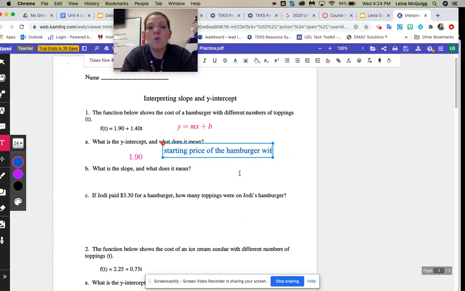with no toppings. Don't put toppings on it at all. That's going to be my starting price. So if I just get a plain old hamburger, no cheese, no ketchup, no lettuce, nothing, $1.90.